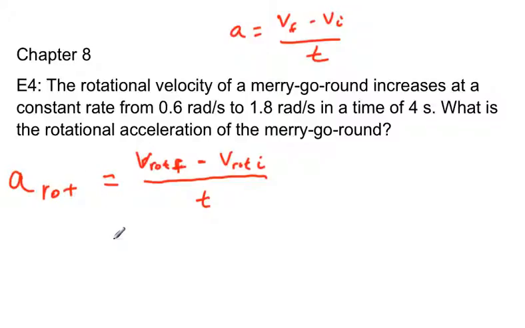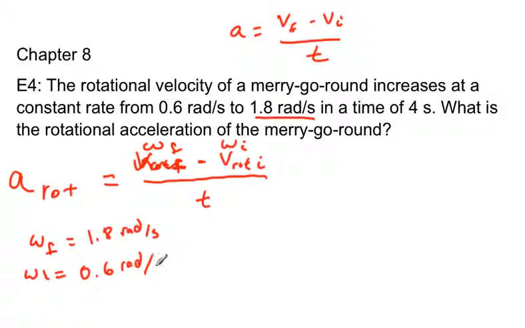So let's write out our knowns here. We know the rotational velocity. Oh, I should use omega. That's what your book uses. So our rotational velocity final is 1.8 rad per second. And it started out with rotational velocity of 0.6 radians per second. And the time that it took to do that was 4 seconds. Okay, got all of that from our problem up here.